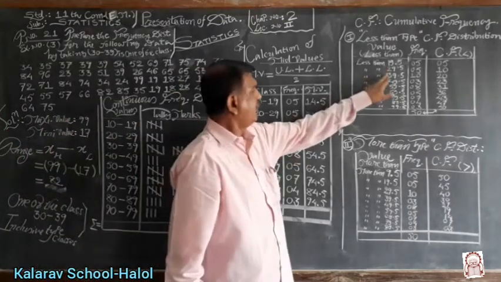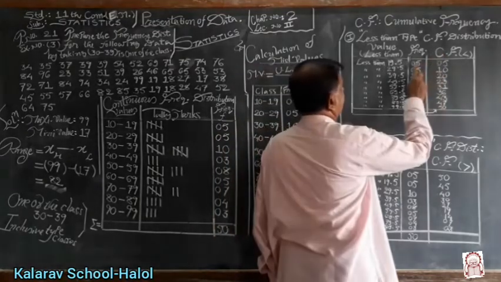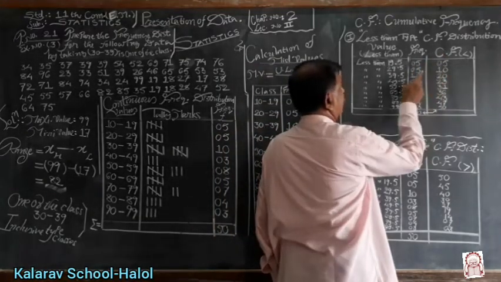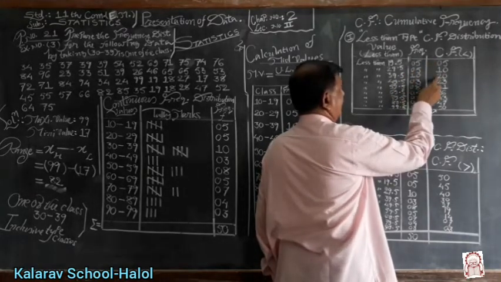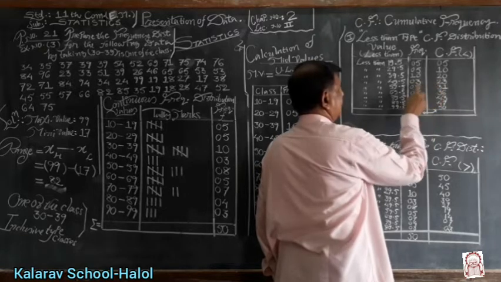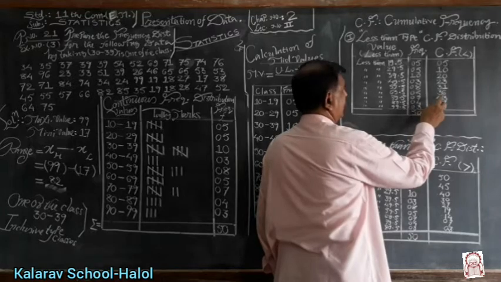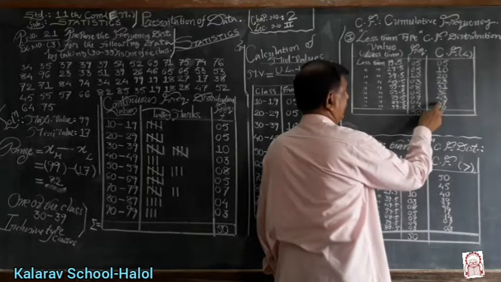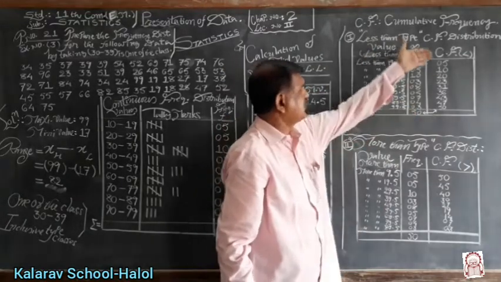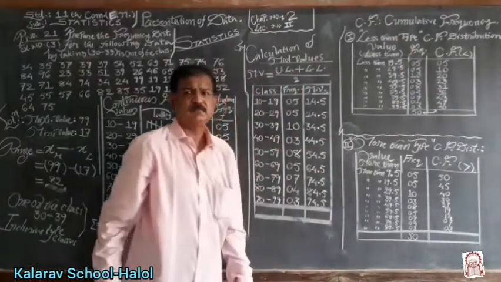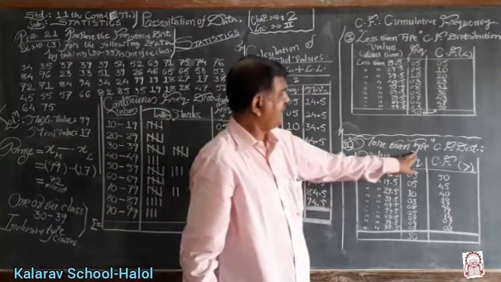Now, how to calculate cumulative frequency? First frequency as it is, 5. Then add successive frequencies. 5 plus 5, 10. 10 plus 10, 20. Plus 3, 23. 23 plus 8, 31. Plus 5, 36. Plus 7, 43. 43 plus 4, 47. 47 plus 3, 50. The total of the frequencies is always the last cumulative frequency.